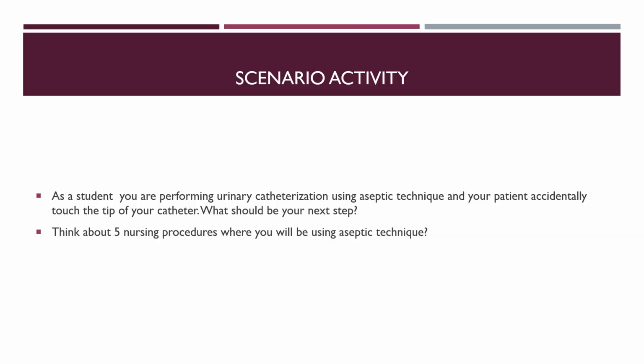Next is the scenario activity. I have posted 2 questions for a little brainstorming. Just think about, as a student, you're working in a clinical area and you're performing a urinary catheterization using aseptic technique, and your patient accidentally touched the tip of your catheter. What should be your next step? And also try to think about 5 nursing procedures where you will be using an aseptic technique.